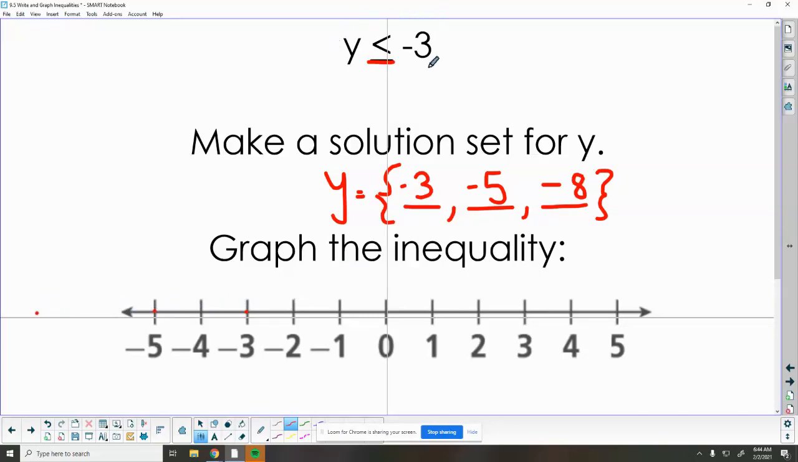So now I come back to my inequality and I'm going to graph -3. So I circle -3. Now remember, my garage door is closed. So I want to close in my circle. And now I connect all of my solutions. And so anything to the left of -3 can equal y.